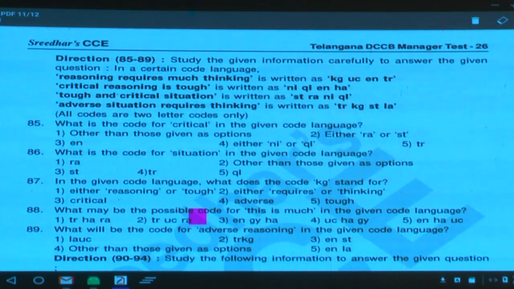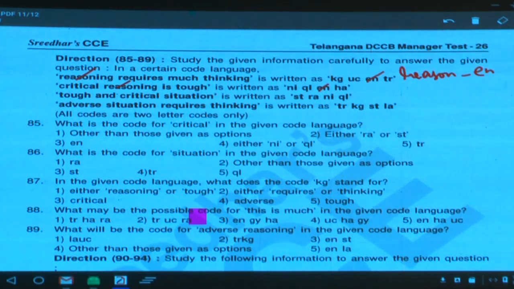Now in this one, first compare the first and the second statements. Reasoning requires much thinking and critical reasoning is tough. Tell me which word is common between these two. Reasoning is the only word which is common. As reasoning is common, what is the code which is common here? KG, UC, EN. EN is the code common between these two. Hence the code for the word reasoning is EN. Clear now? Reasoning is EN.